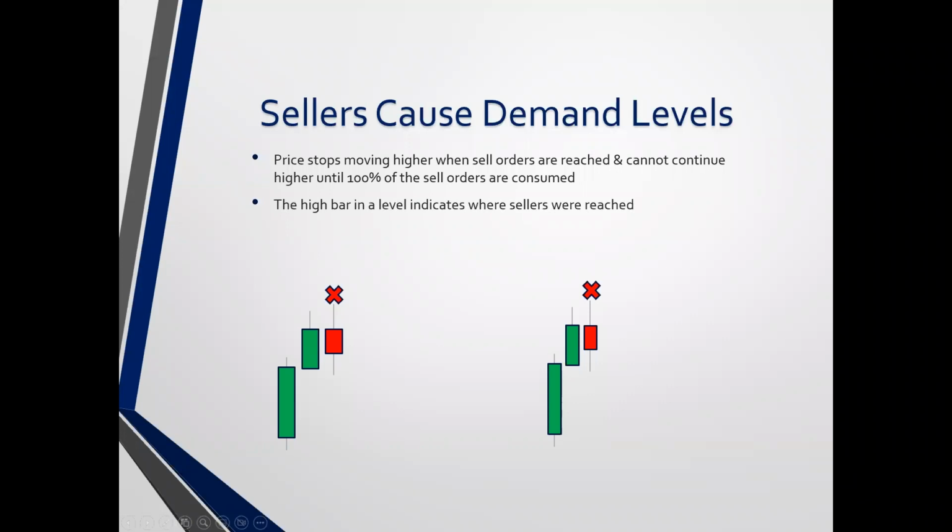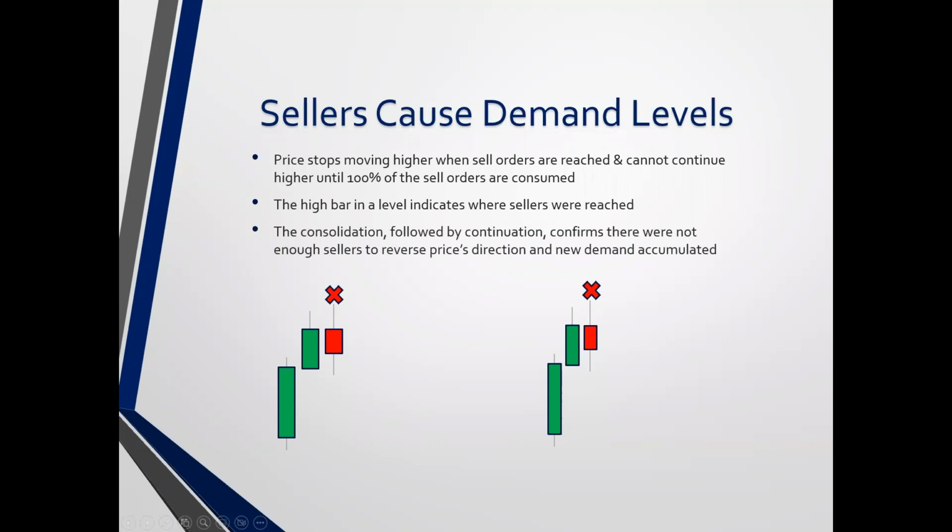The high bar in a level indicates where sellers were reached, right? In other words, where did we stop? Where did we fail to go higher? We know that has to be where sellers are because we couldn't go any higher. So the consolidation followed by continuation confirms there were not enough sellers to reverse price's direction and new demand accumulated. Remember, we talked about that pattern before, but we're just diving a little bit deeper into it, okay?